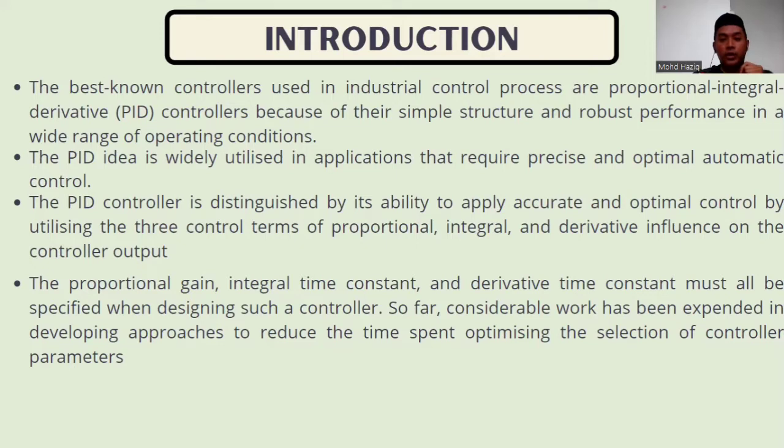So far, considerable work has been expended in developing approaches to reduce the time spent optimizing the selection of the controller parameter. That's all from the introduction part.